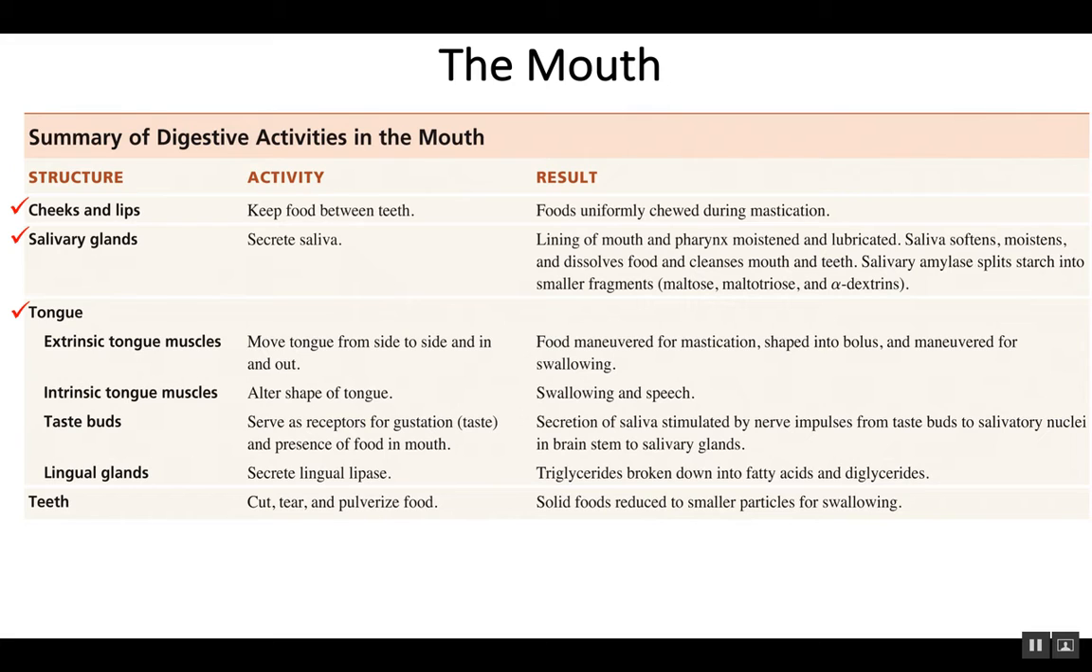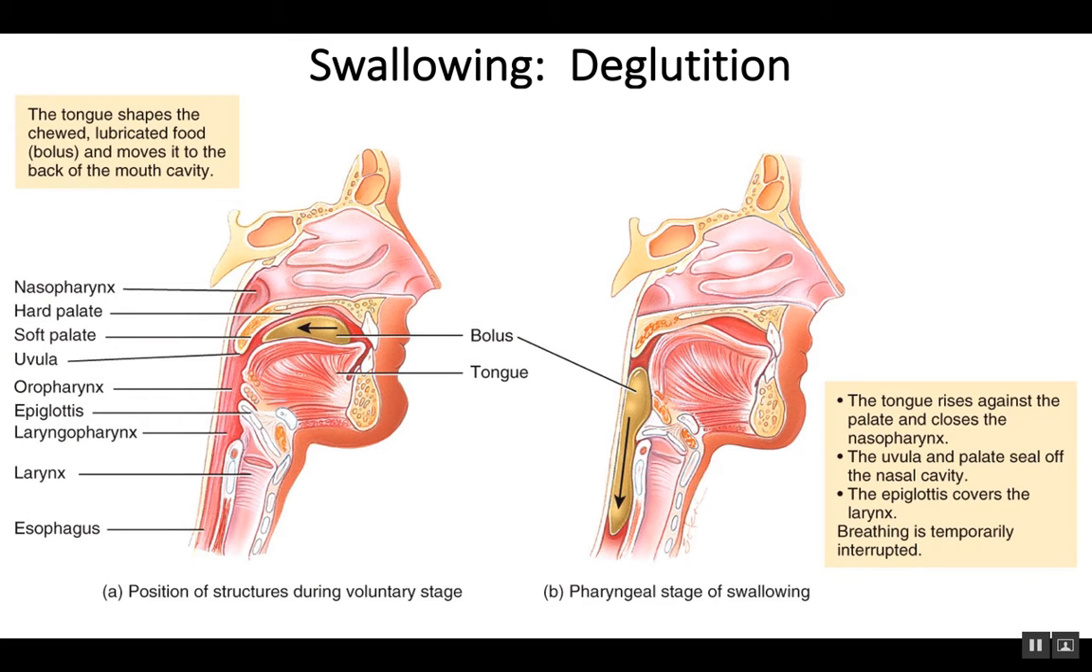Taste buds, you've learned about your sense of taste in A&P1, or gustation. Finally, teeth. And we learned about the different types of teeth and how many teeth we have. Okay, let's move on and swallow.